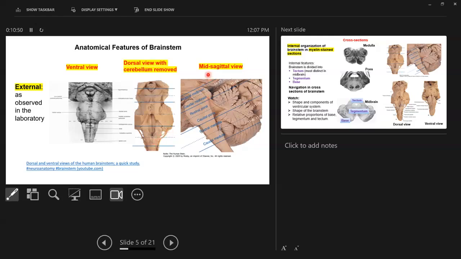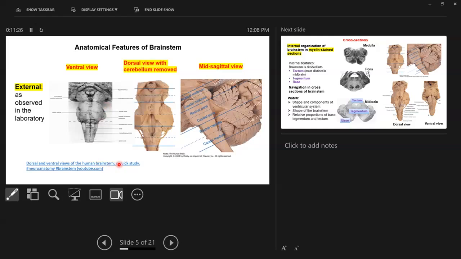from a mid-sagittal view. Now you can also notice that these blue lines, which are perpendicular to the long axis, signify various rostrocaudal levels. At these levels, we can make cross sections and look inside. And we will in fact do this. We will have to do this to interpret internal structures, nuclei as well as pathways.